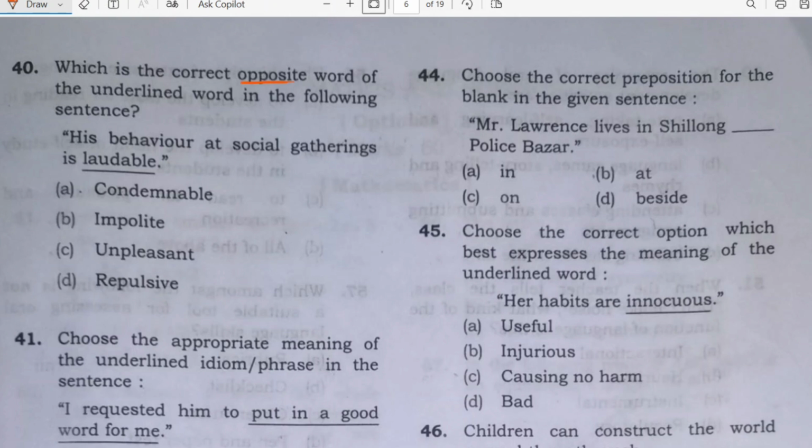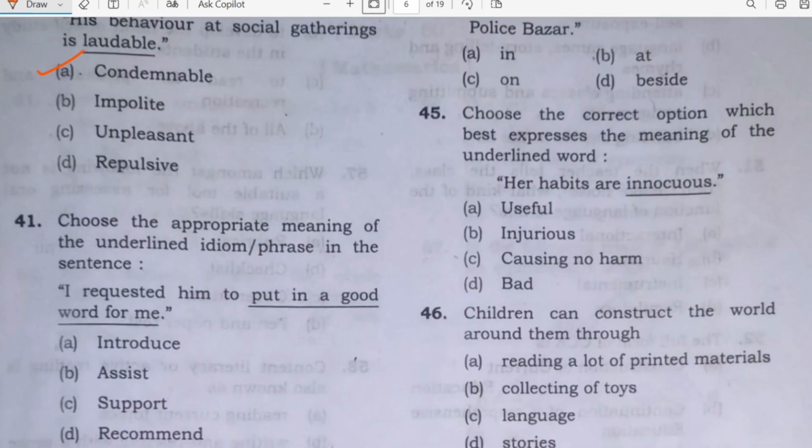They are asking for the antonym. Antonym means opposite word. Synonym means the same word. The sentence is: his behavior at social gatherings is laudable. They are asking for the opposite. Suppose if they have written good, then you have to write the opposite word. What is the opposite of good? That is bad. Suppose if they have written night, what is the opposite of night? It is day, right? So here they have written laudable, which means good, very good. So which one is the negative opposite of laudable? It will be condemnable. All right, condemnable.